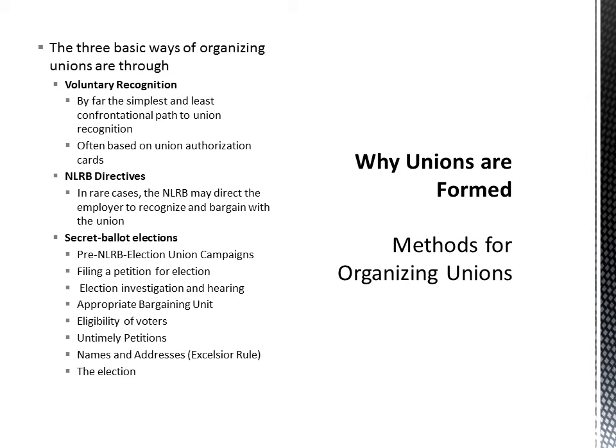Methods for organizing unions. The three basic ways of organizing unions are through voluntary recognition, by far the simplest and least confrontational path to union recognition, often based on union authorization cards. NLRB directives. In rare cases, the NLRB may direct the employer to recognize and bargain with the union. Secret ballot elections. Pre-NLRB election union campaigns, filing a petition for election, election investigation and hearing, appropriate bargaining unit, eligibility of voters, untimely petitions, names and addresses, the election.